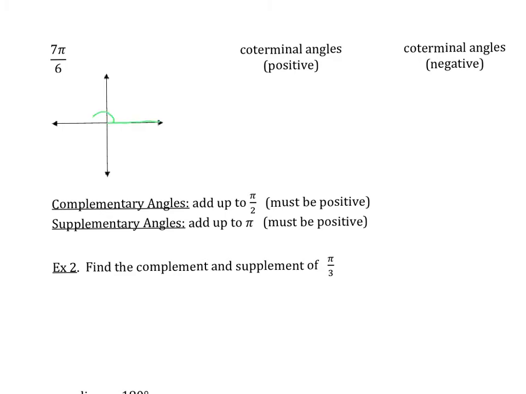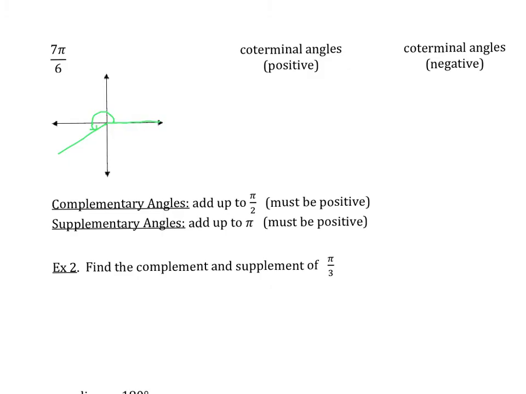So 6 pi over 6, and then I'm going to go 1 more pi over 6. So I'm going to end up somewhere over here. And I'm just estimating to get close. Okay, to get a coterminal angle to this angle, I could do it just like I did on the degrees.